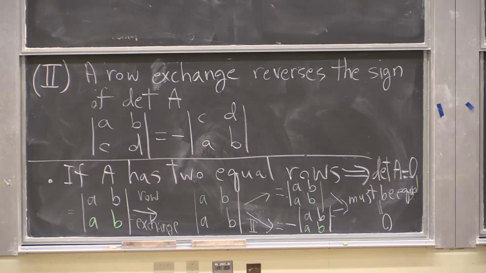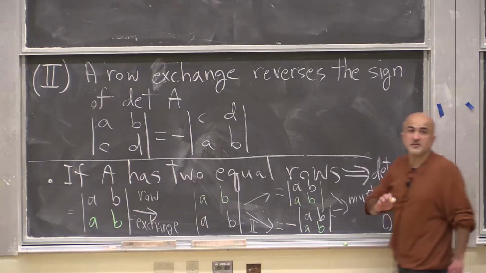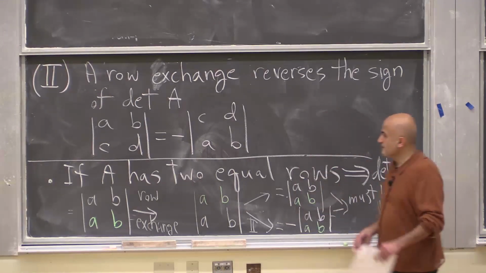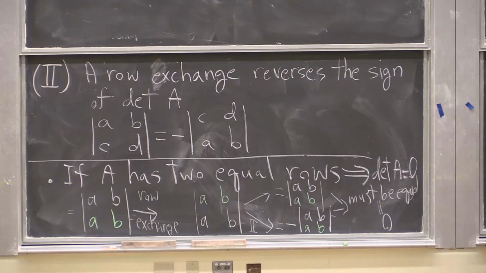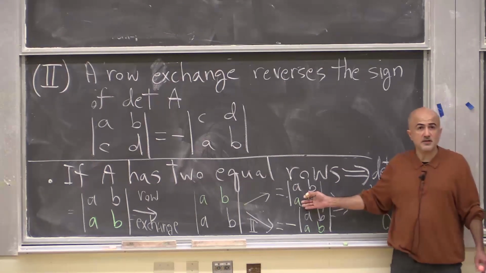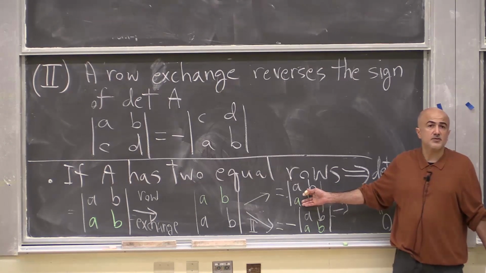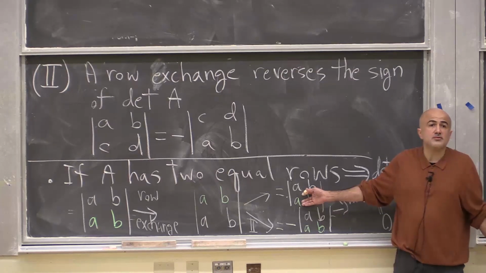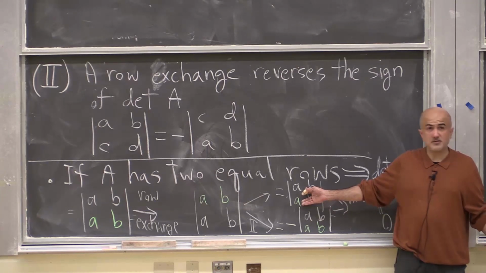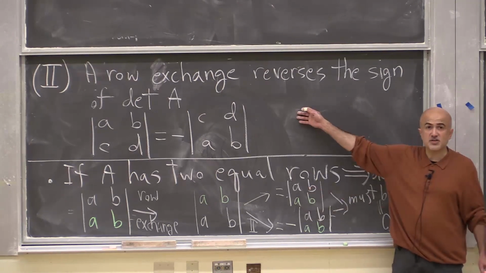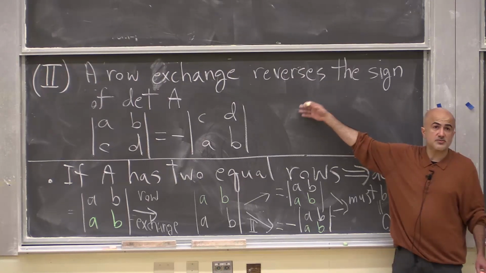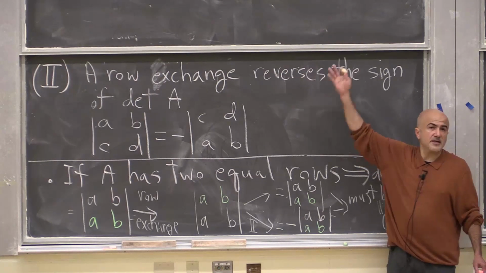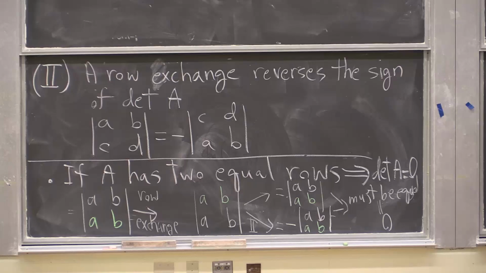Question? Does this property apply to matrices bigger than 2 by 2? Yes. Pretty much everything I say applies to all higher dimensions. This one you should be able to see easily, right? Regardless of what the size of the matrix is, when you exchange two rows, you get the same matrix back. So the determinant should not change. But the row exchange property says the determinant should reverse sign. So the only way that can happen is if the determinant is 0.